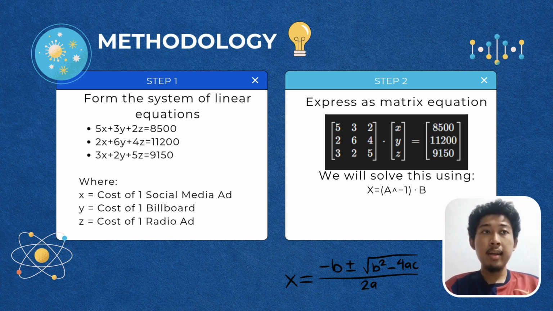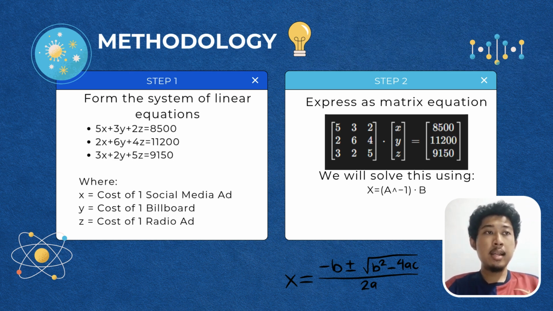Client A is 5x plus 3y plus 2z equal to 8,500. Client B, 2x plus 6y plus 4z equal to 11,200. Client C is 3x plus 2y plus 5z equal to 9,150, where x is the cost of one social media ad, y is the cost of a billboard, and z is the cost of the radio ad. This is the first step. So the first step is basically just forming the system of linear equations.